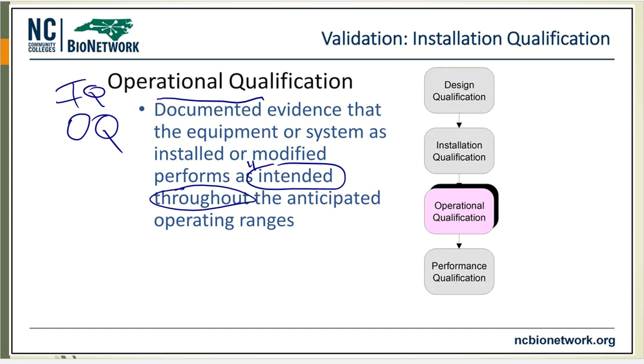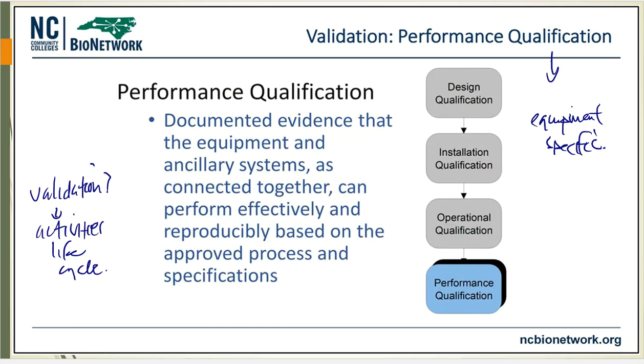So IQ and OQ, and then the next one is going to be the PQ, and the PQ is often last, and that's number 4, and this is going to be performance qualification. So this is how it is performing. So again, documented evidence, because I'm going to have to file these. People are going to want to look at them. They're going to want to make sure that these things were checked off before we began using them for any purpose at all, both on the manufacturing side and on the laboratory testing side.